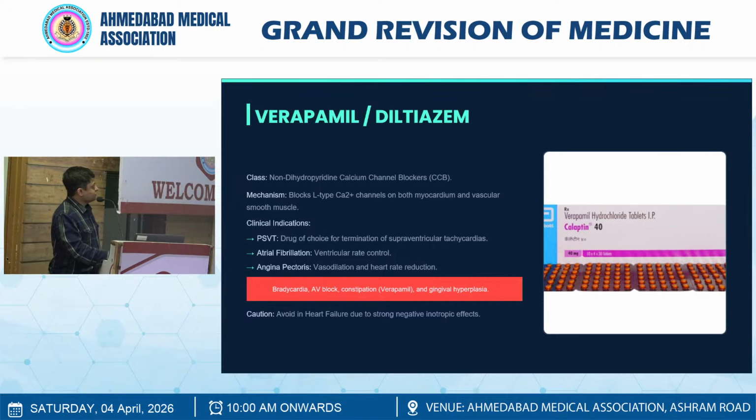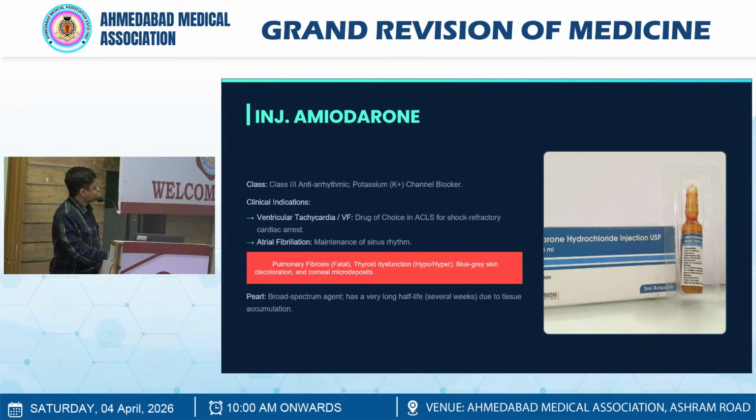Verapamil, diltiazem, commonly the drug of choice in supraventricular tachycardia, atrial fibrillation. Side effects can cause bradycardia, AV block, constipation and gingival hyperplasia. Amiodarone, for ventricular tachycardia, broad complex ventricular tachycardia. Amiodarone is the drug of choice.